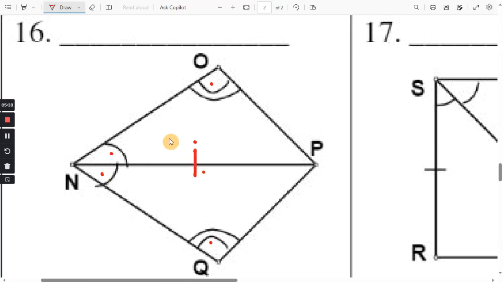Notice the side is not in between the two angles that are congruent. Okay, if this side was right here, it would be angle, side, angle. But that's not what we have. This side is not in between the two angles. So we write that as AAS, angle, angle, side. Okay, you don't want to write SAA. Even though it seems like it's the same thing, you don't want to write that, okay?